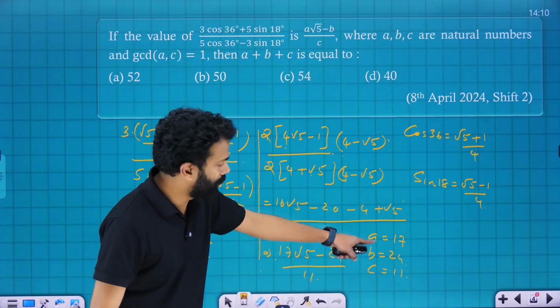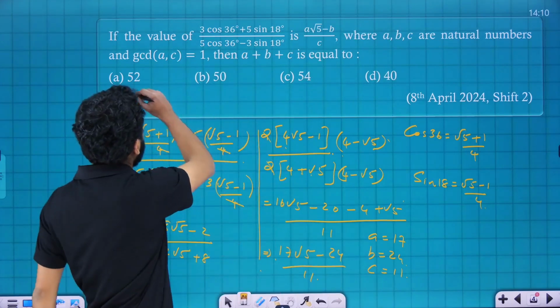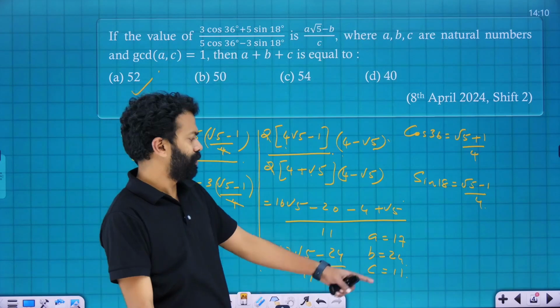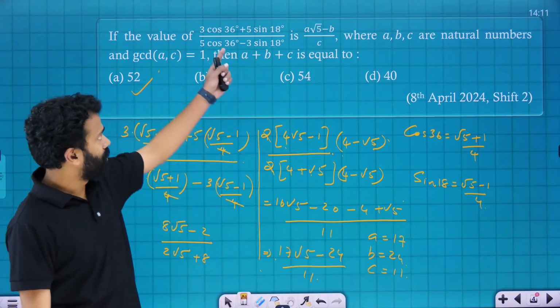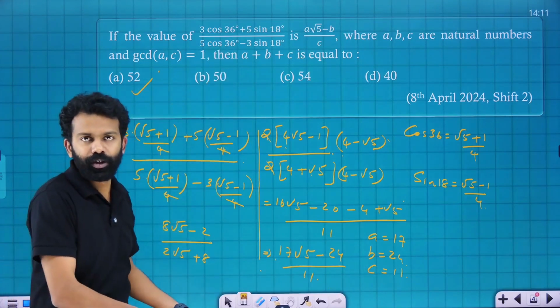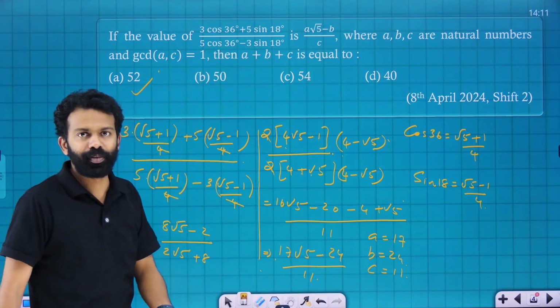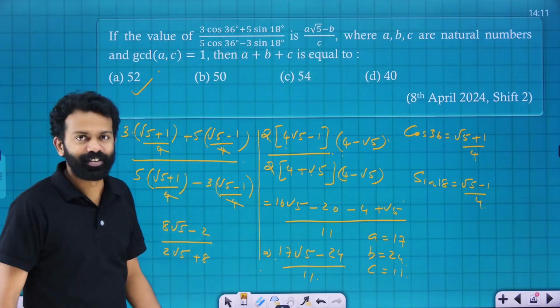If you add it, a plus b plus c, 17 plus 24 is 41, plus 11 is equal to 52. So 52 is the correct answer. If you know these results, it's very easy. Just algebraic operations only which you need to perform here. Okay, and the next one.